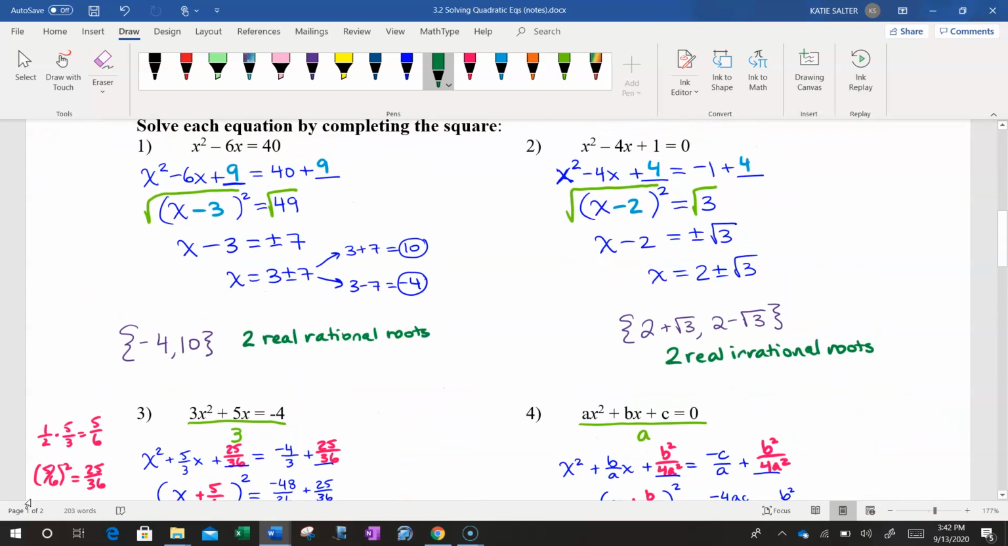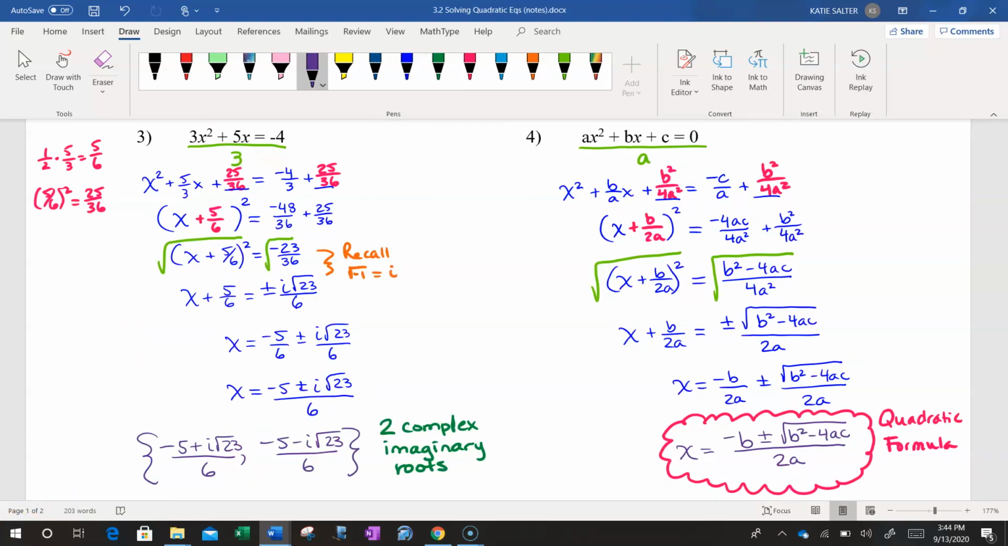You can notice in this case, we end up with two complex imaginary roots, where in the last one we ended up with real roots, but one set was rational and the other set was irrational.